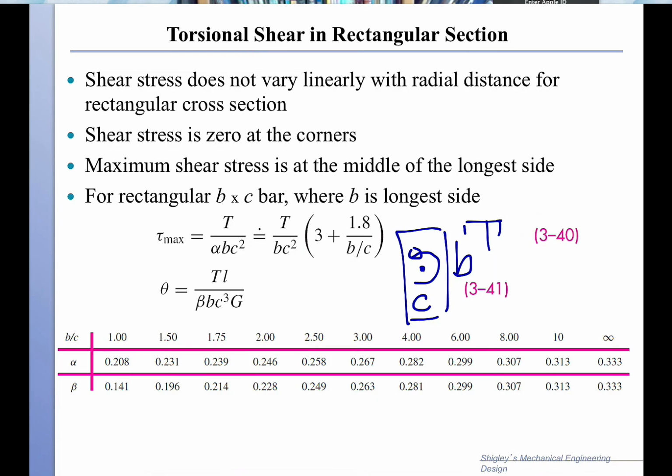In this case, the shear stress is 0 at the corners, and we're going to take this without derivation. The shear stress is going to be maximum in the middle of the longest side. The value of the maximum shear stress is T divided by B squared times (3 plus 1.8 over B over C). And then the angle of twist is TL over G, and instead of J, we have beta B C cubed. These are values of beta that are given in the table in Shigley's book.